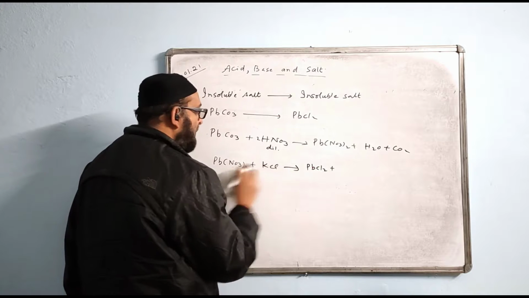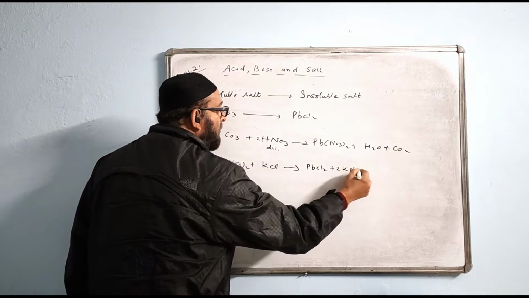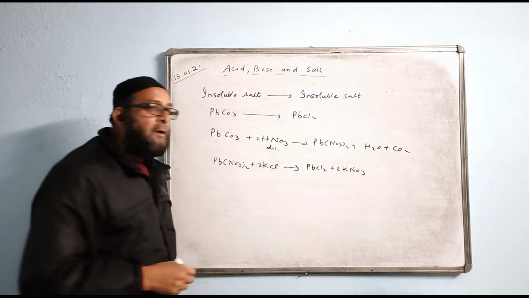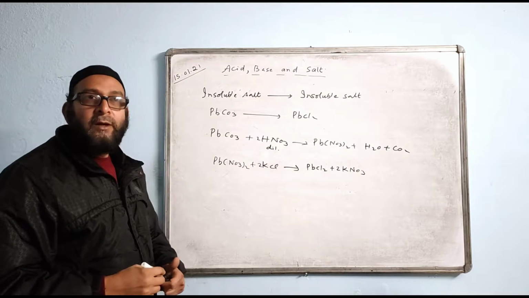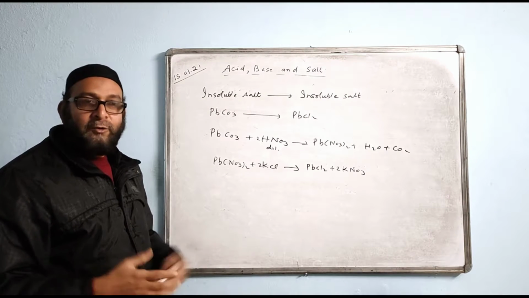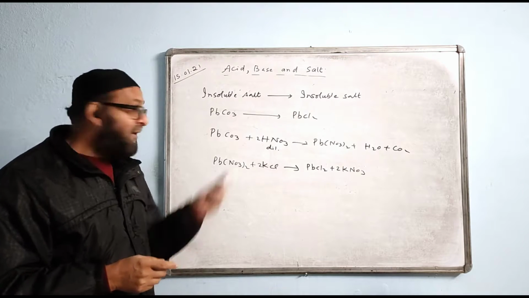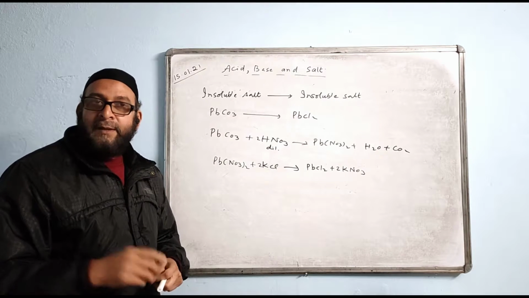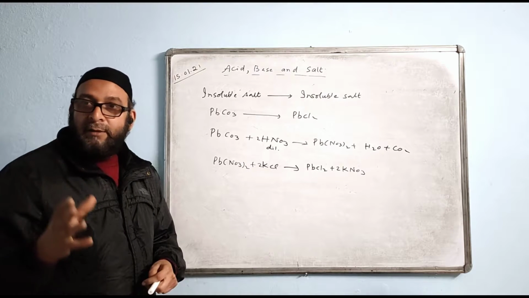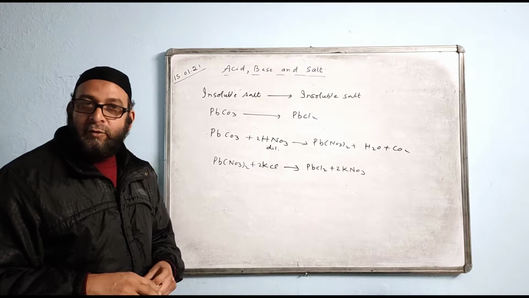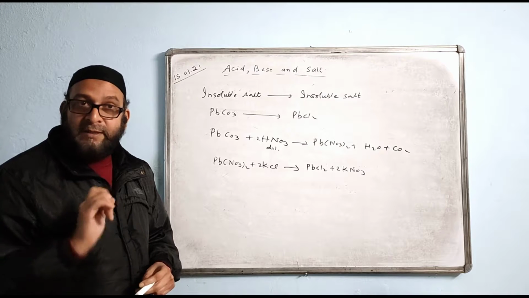PbCl2 plus 2KNO3, yes, put 2. So, for a change you are using KCl, it's okay. You could take NaCl also, you could take ammonium chloride also, yes. You understood? Don't forget the general reactions. General reactions are always there for making salt. Those methods are also there, but there is no specific name to it.